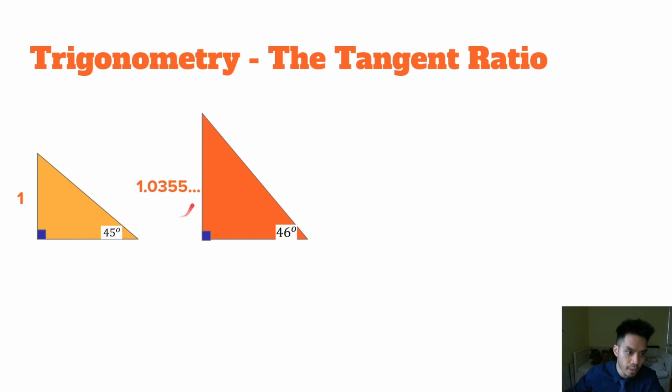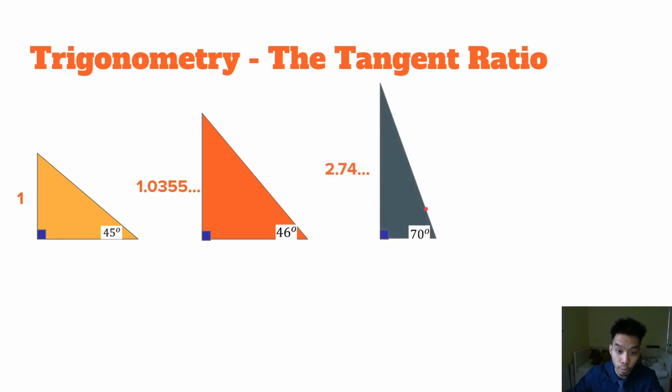And the side is actually bigger now because this is a bigger angle. If you open up the angle, the mouth opens up to a bigger side. And as a result, this is going to be 1.0355 times bigger than the adjacent. Let's make it a little bit more obvious and actually open up the angle even more. So if I change it from 46 to 70 degrees, you can see for a 70-degree triangle, the opposite is now 2.74 times bigger than the adjacent.